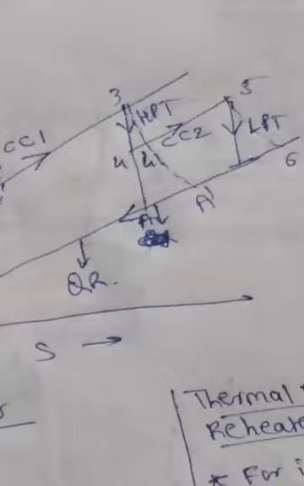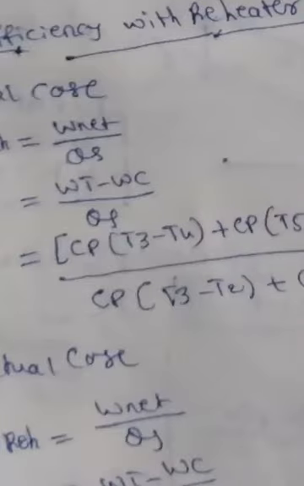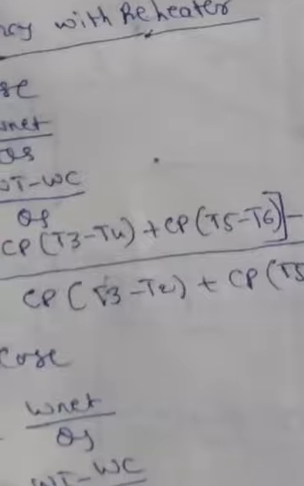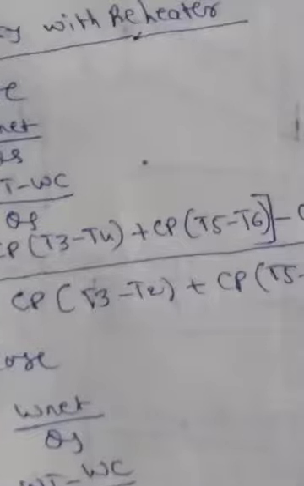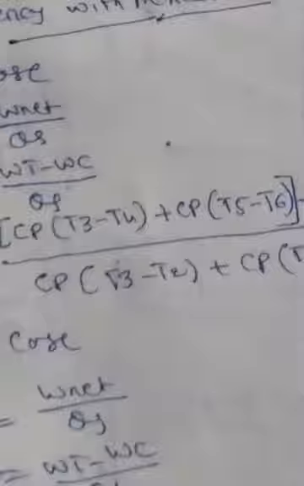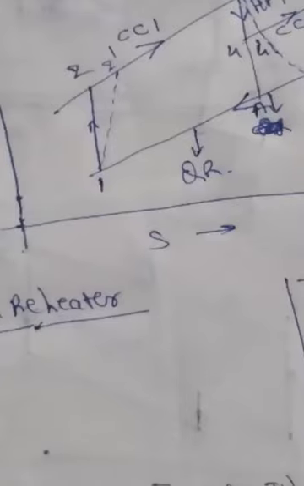One is 3 to 4, another is 5 to 6. Based on this, we can write this as CP (T3 minus T4) plus CP (T5 minus T6). It is the addition of two turbines: expansion takes place in the high pressure turbine, and expansion takes place in the low pressure turbine. That is the total turbine work. And minus the compressor work, which is only one. See the TS diagram here, T2 minus T1.